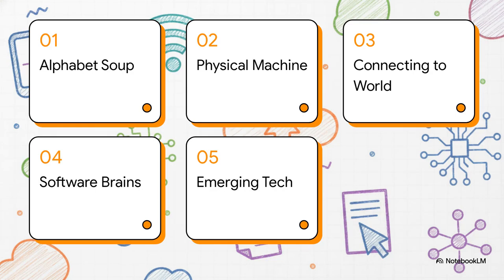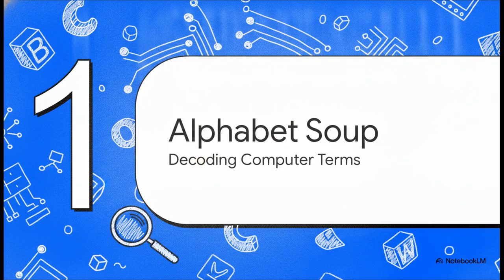Here is the roadmap for our tech tour today. First, decoding the alphabet soup. 2. Inside your physical machine. 3. Connecting to the world. 4. Software and programming brains. And finally, number 5. Emerging tech of tomorrow. Okay, let's dive into this.